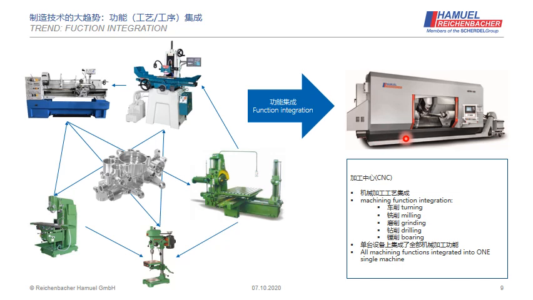But after the CNC, the machining center, was developed, all the functions of these five machines were combined in one machine. For example, in this machine you can finish the turning, milling, grinding, drilling, and boring. All the machining processes will be finished in one CNC. So I would say this is very clearly function integration.